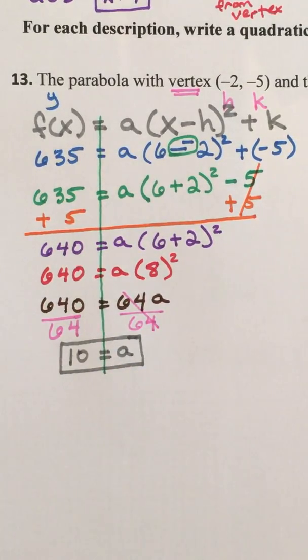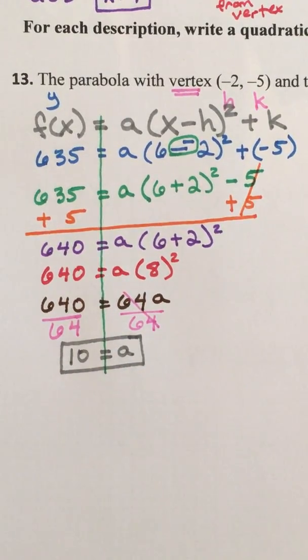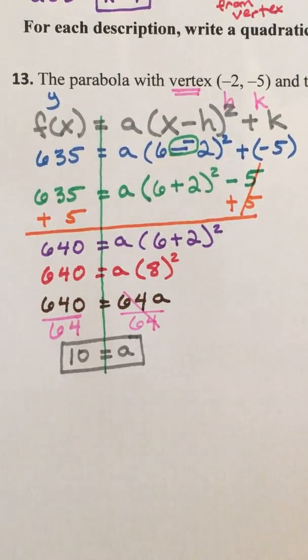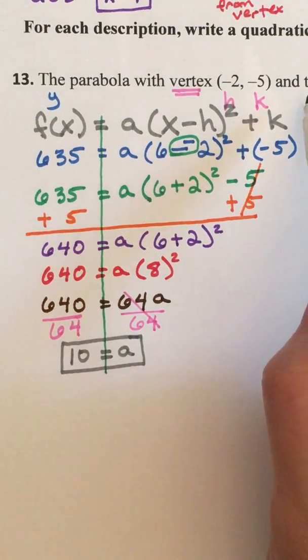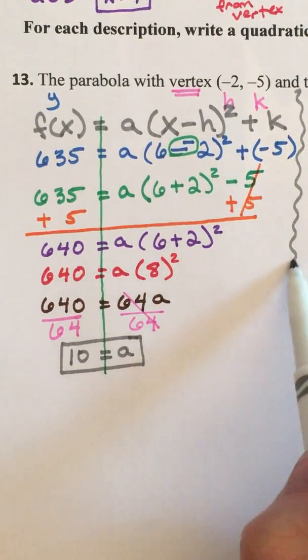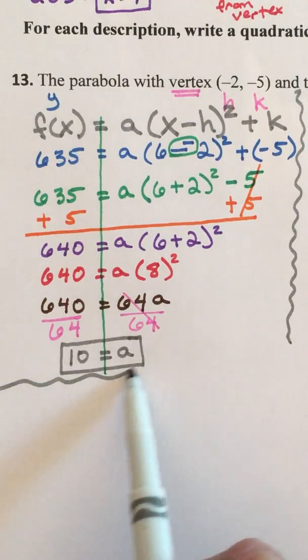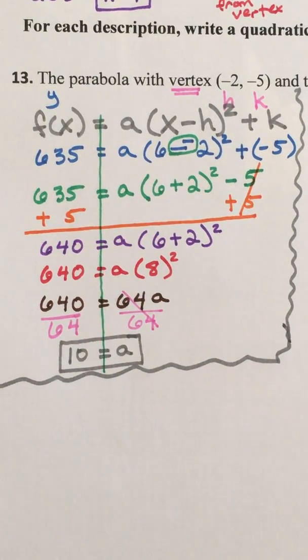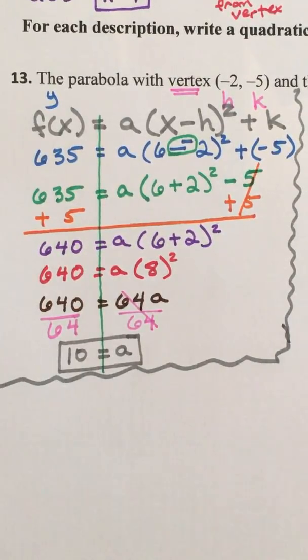Whew. We have now finally found a. That took some work, didn't it? But you did it. Nice job. That was the hardest part. It really was. I wish I could say we're done, but we're not. So this is what has to happen now. Let's write our actual full function in vertex form.